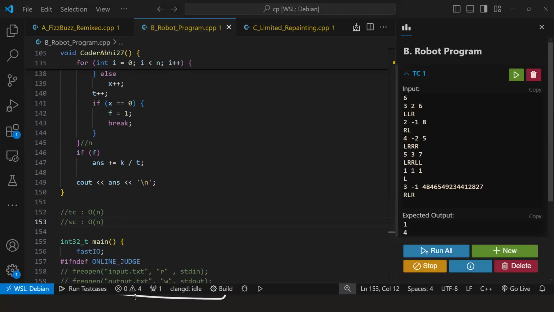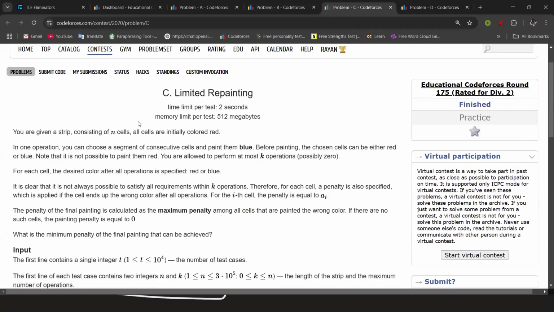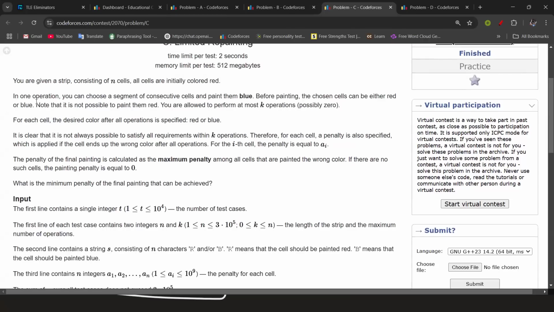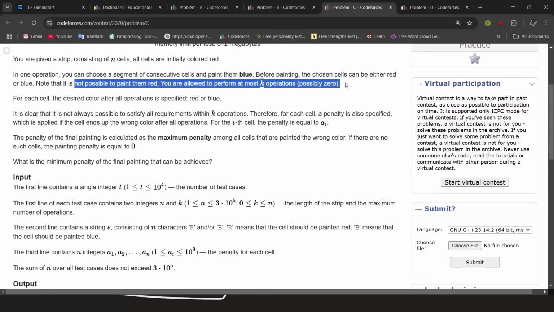Okay, so let's move on to problem C, which is limited repainting. You are given a strip consisting of n cells. All cells are initially colored red. In one operation, you can choose a segment of consecutive cells and paint them blue. Before painting, the chosen cells can be either red or blue. Note that it is not possible to paint them red. You are allowed to perform at most k operations, possibly 0.